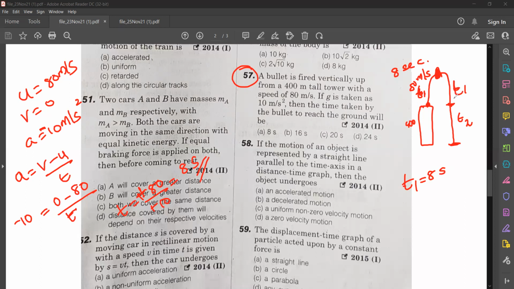Now from here back down to this level is also T1, which is 8 seconds. Now from this level to the ground, how much time does it take? That you have to find out. So how would you find that?